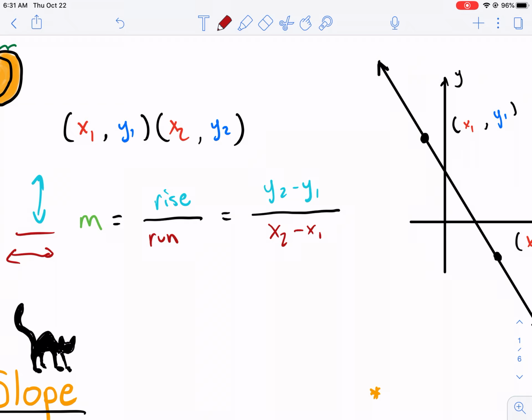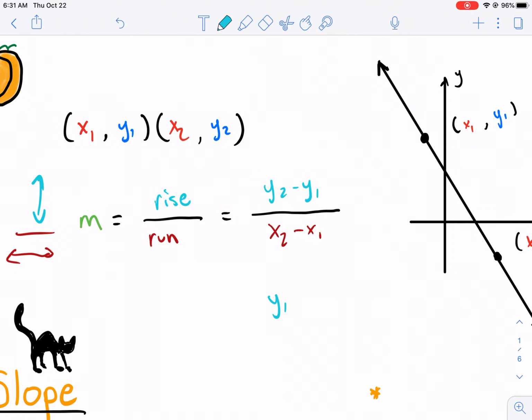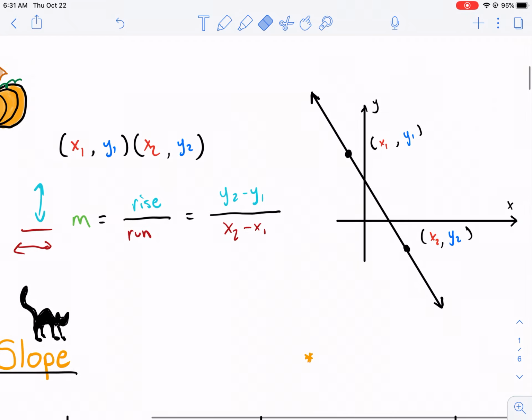It doesn't matter if we do y2 minus y1 over x2 minus x1, as long as we are consistent. Technically, you could do y1 minus y2 over x1 minus x2. The main thing is you can't switch up the order for the ones and the twos. It's got to be 2 minus 1, 2 minus 1, or 1 minus 2, 1 minus 2. But if that confuses you, just stick with the main one, which is y2 minus y1.